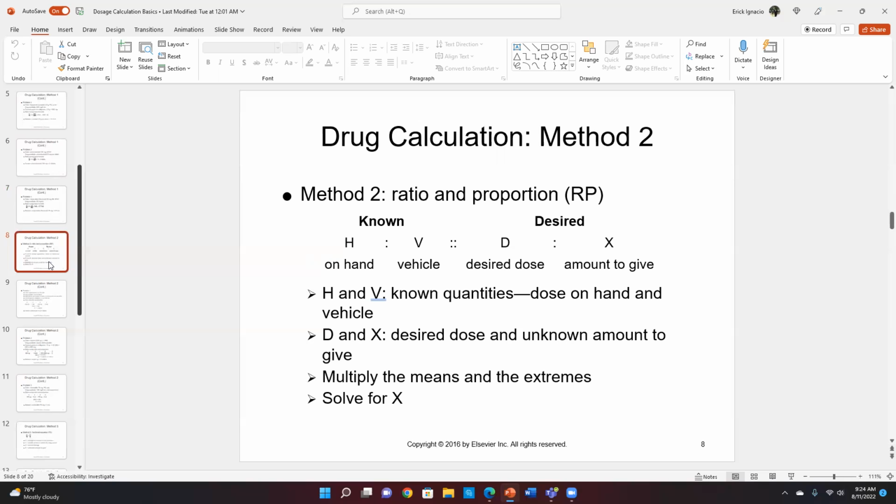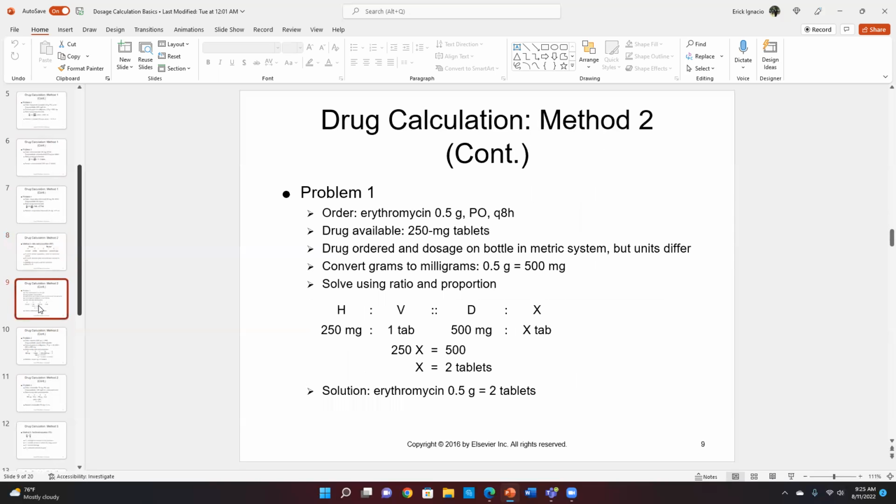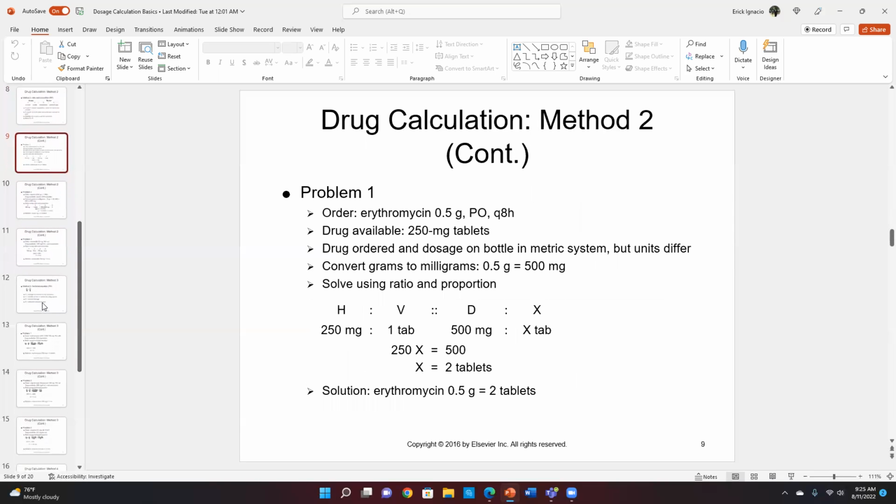Now, the desired is going to be the D, desired dose. What did the doctor actually order? And then we have to solve for X. Well, how much of this medication do we have to give? Okay, so with this, we're solving for X. Let's look at a problem and figure out how we could actually set up this ratio and proportion.